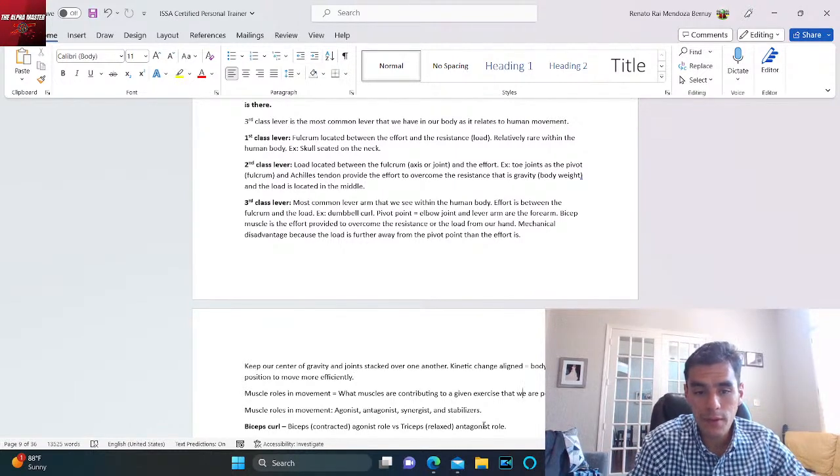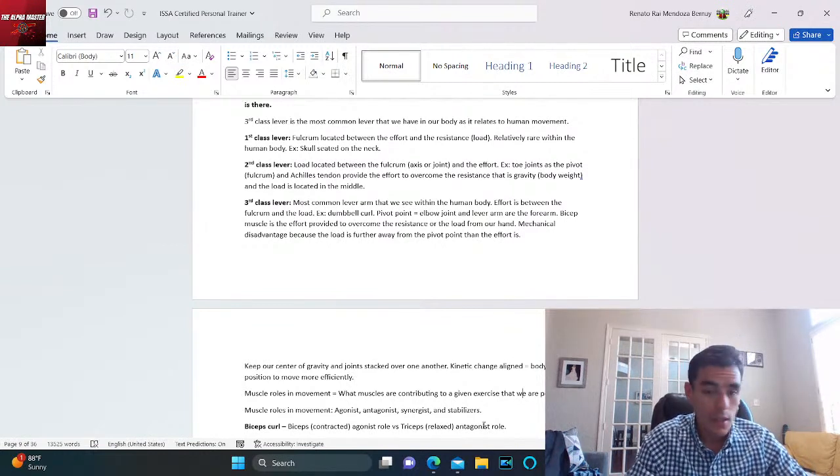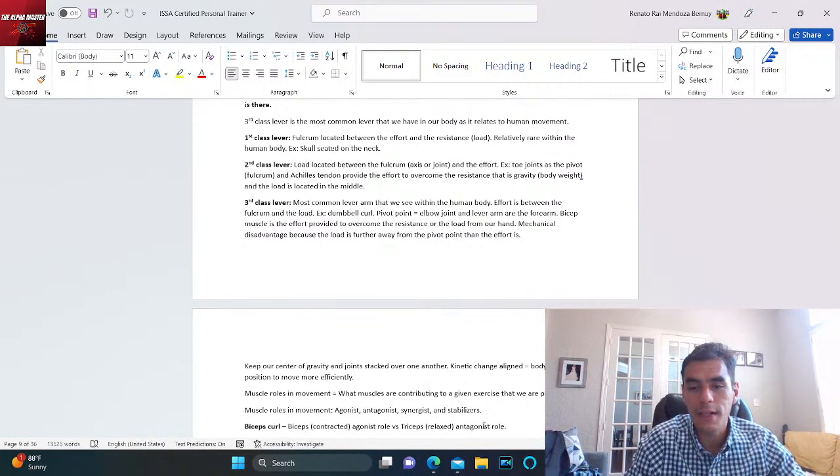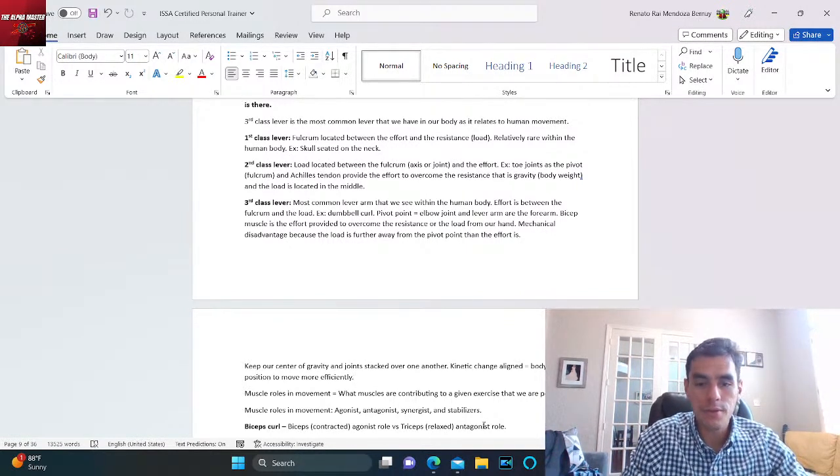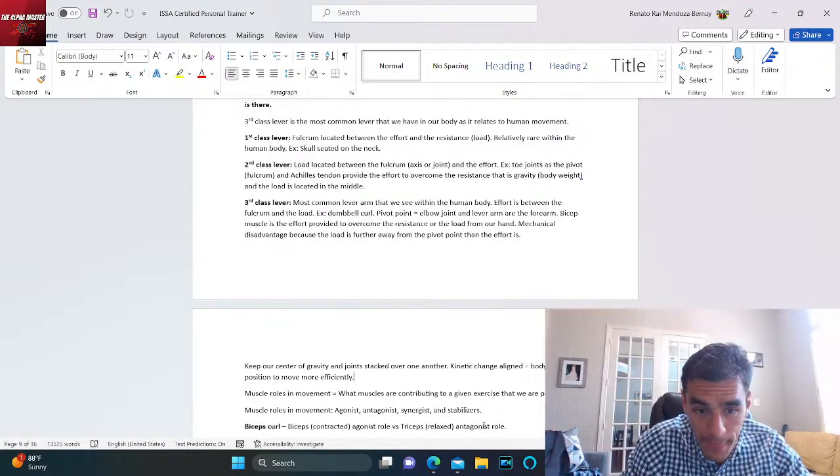So muscle roles in movement. Keep our center of gravity and joints stacked over one another. The kinetic chain is aligned, and the body is in position to move more efficiently.